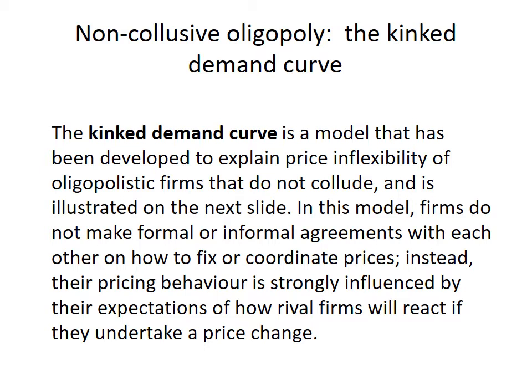So it's a model that's been developed to explain price inflexibility of oligopolistic firms that do not collude, and is illustrated on the next slide. In this, firms do not make formal or informal agreements with each other on how to fix or coordinate prices. Instead, their pricing behavior is strongly influenced by their expectations of how rival firms will react if they undertake a price change. And so it's for this latter reason that, if the IB wants you to be able to explain the interdependency of firms in an oligopoly, I really feel like you need to see and understand the kinked demand curve, but we won't go too far in depth. There'll be some slides I'll say to ignore.